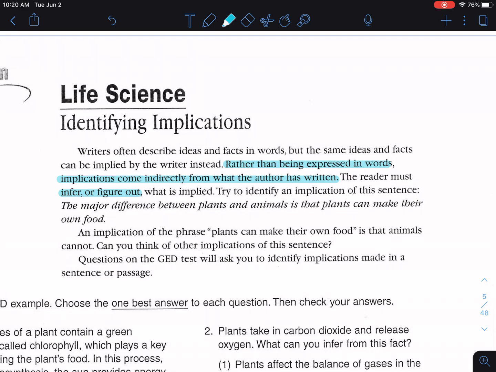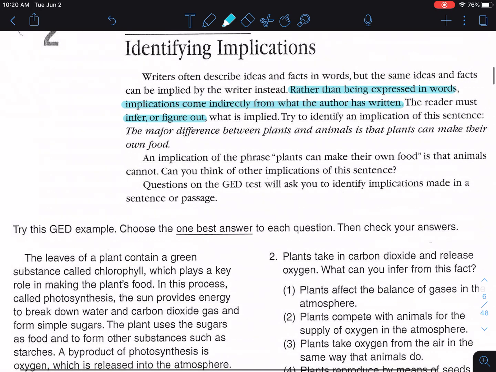Can you think of other implications of this sentence, okay? You can imply that plant and animal cells have different types of cell structures because it says there's a difference. We don't know what those cell structures are, but maybe animals lack the cell structures that give plants the ability to make their own food. Animals are dependent on other things for food, whereas plants can make their own food.